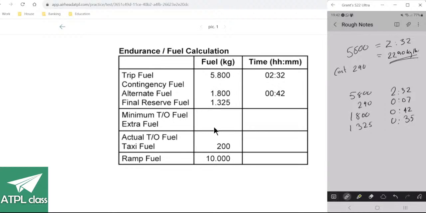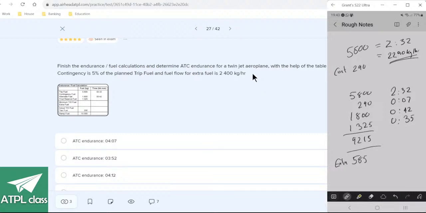But we know what the ramp fuel is, so there must be extra fuel on board. Yes, okay. So let's total this. 5,800 plus 290 plus 1,800 plus 1,325 is 9,215, and the maximum we're allowed is 9,800 really, because we take off the taxi fuel, minus 9,215. So we've got 585 extra. At the fuel burn they've given us, extra fuel 2,400, so 585 divided by 2,400 gives us 14 minutes, round up to 15, and then we're looking for the total endurance.